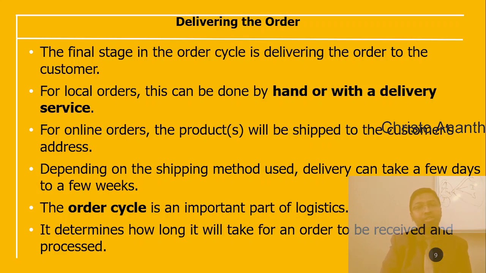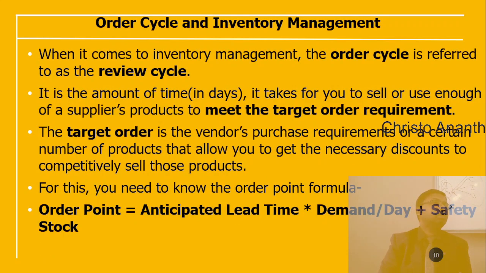For local orders, you can deliver by hand or with a delivery service. For online orders, of course, the product will be shipped to the customer's address. Depending on the shipping method used, it might range from a few days to a few weeks, and it might even take a month if the distance is very large and the delivery service is not readily available. So the order cycle is a very significant part of logistics, as it determines how long it will take for the order to be received and processed. With special relevance to inventory management, we'll try to define the order cycle.